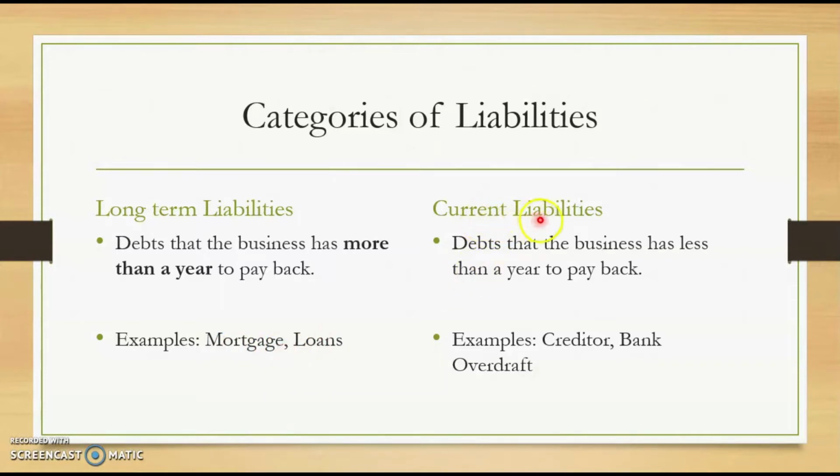And then you have current liability. These are debts that the business has less than a year to pay back. So they'll have a couple months to pay back, but it's not going to be over the year. So that's the creditors, everybody that they got goods from, their suppliers. They will have to pay them back within a month, 2 months, 3 months, right? And then the bank overdraft, they will have to pay back the bank for any money that they took in excess of what they had in their bank account. So these are the current liabilities.